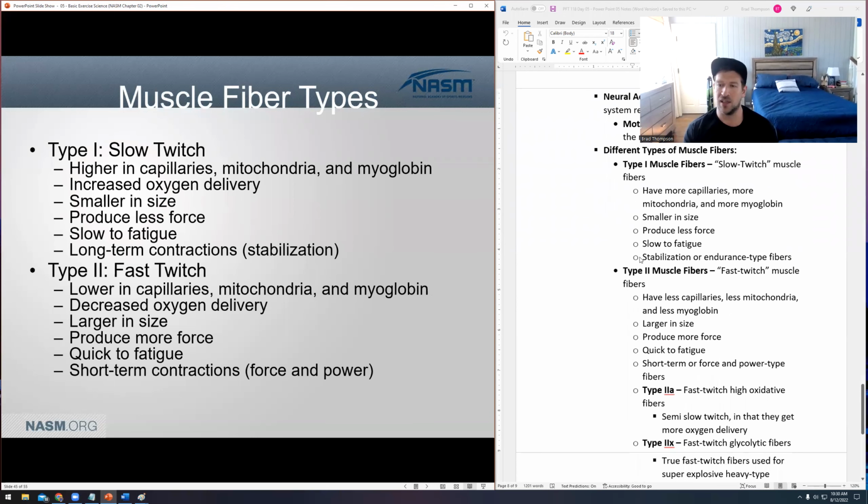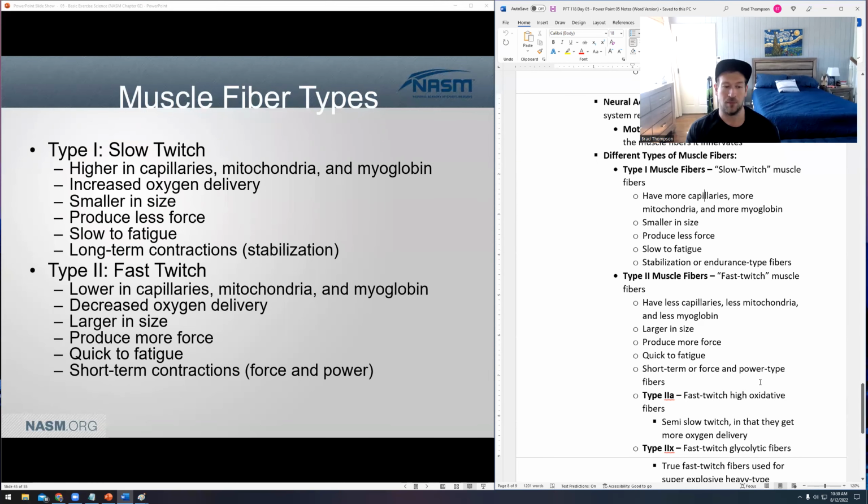So one of the things that we didn't talk about when we talked about the muscular system the other day is the different muscle fiber types, okay? You are going to have two major categories of muscle fibers. You are either going to have slow twitch muscle fibers, or you are going to have fast twitch muscle fibers. Slow twitch muscle fibers are the muscle fibers that are associated with endurance, right?